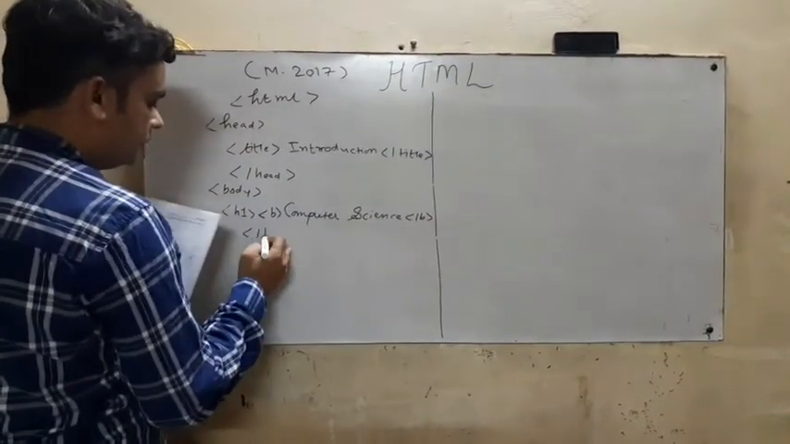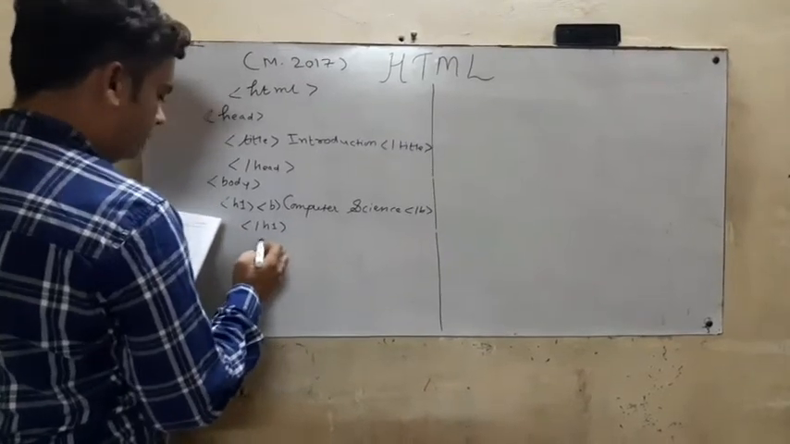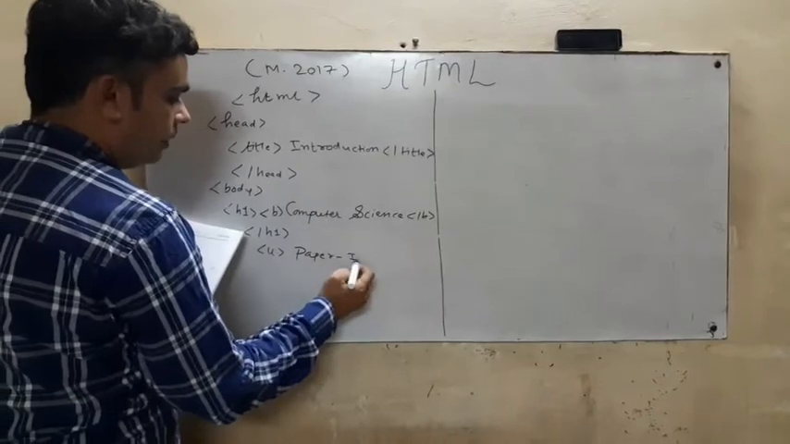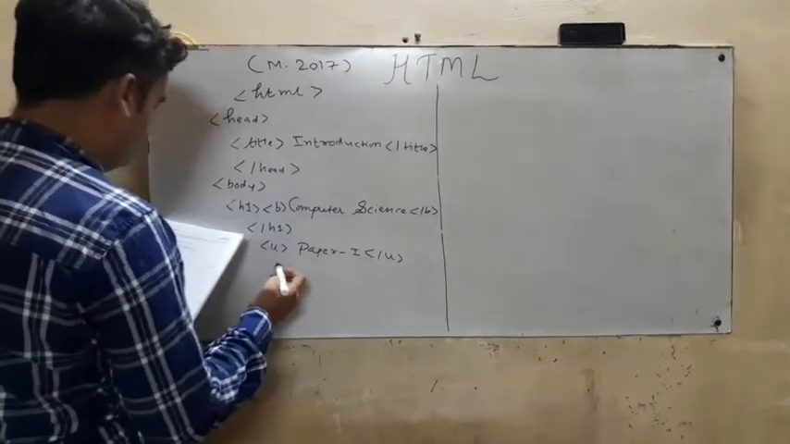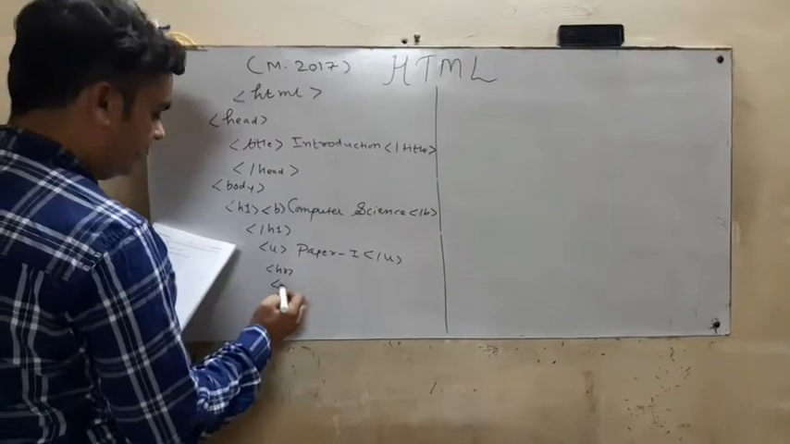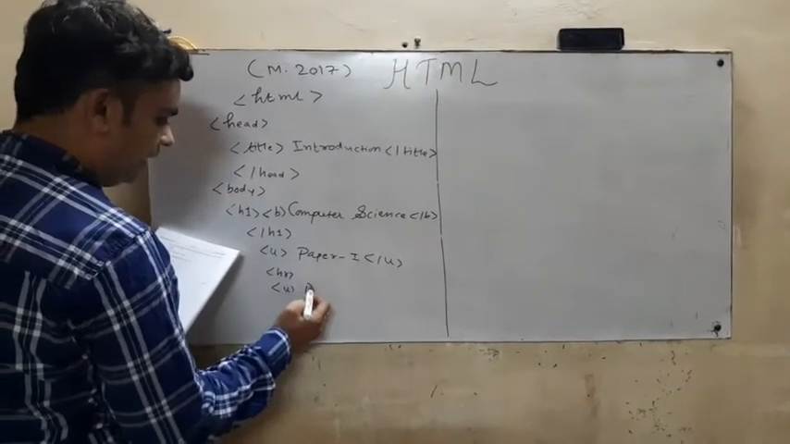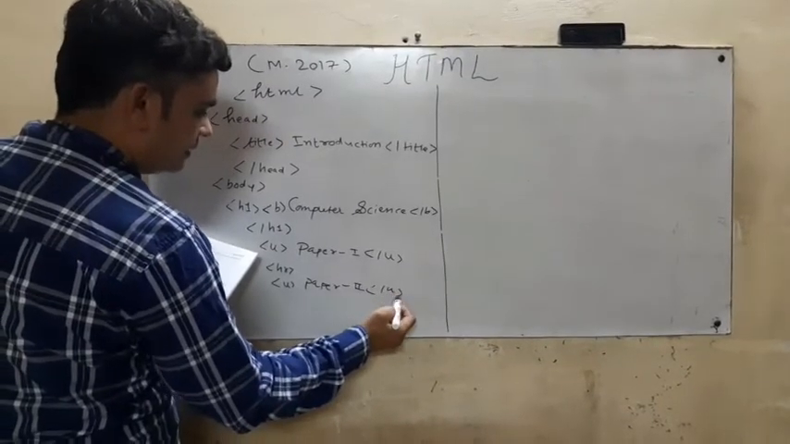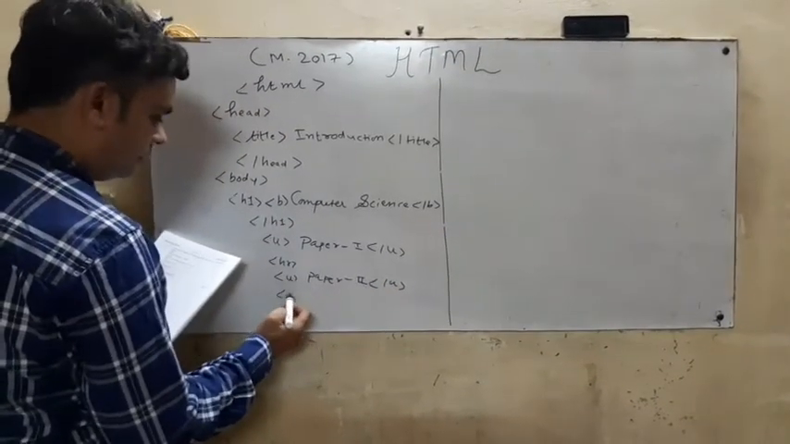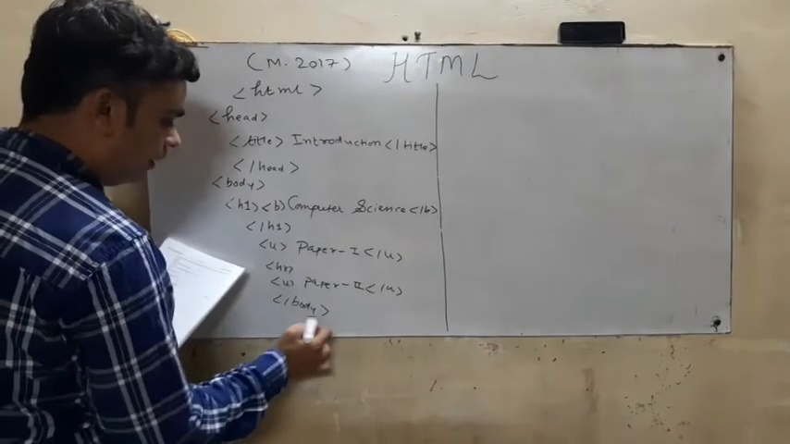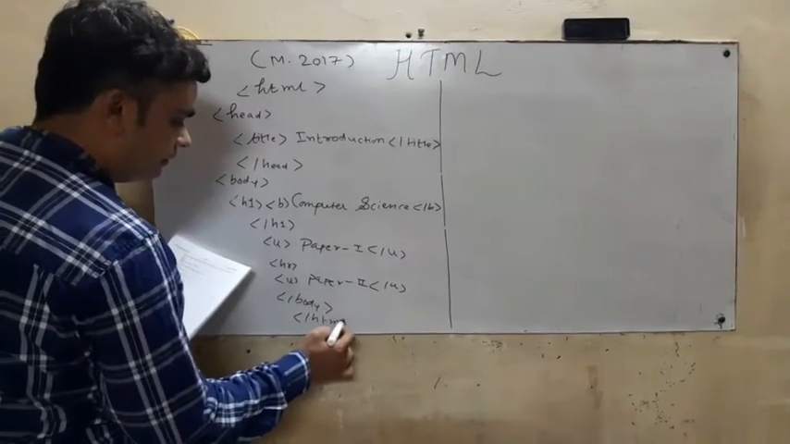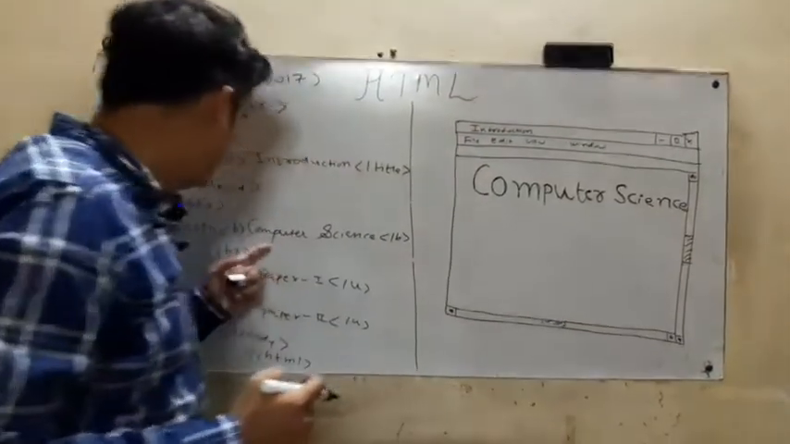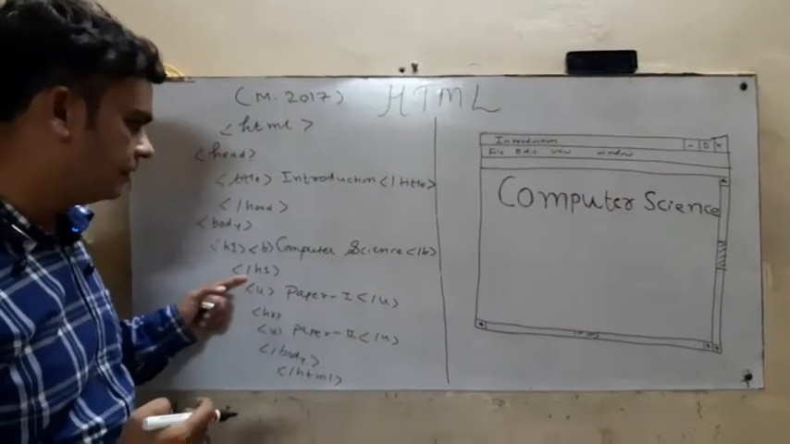/B, /H1, thereafter on the next line U tag, paper first, /U, then HR tag, again U tag, paper second, /U tag, then /body, /HTML. The next information is /H1 /B.